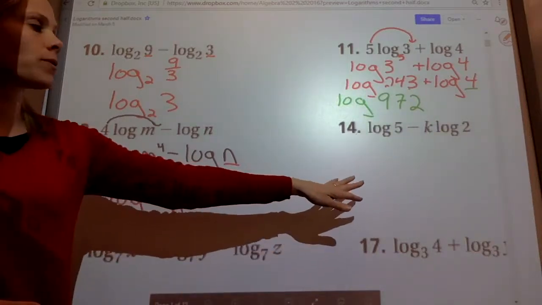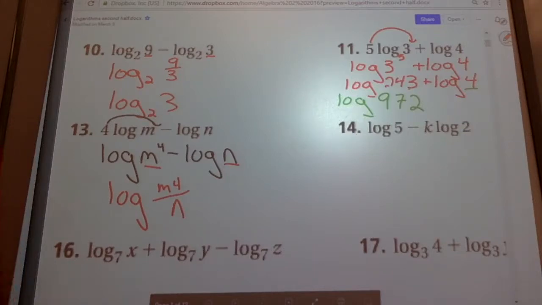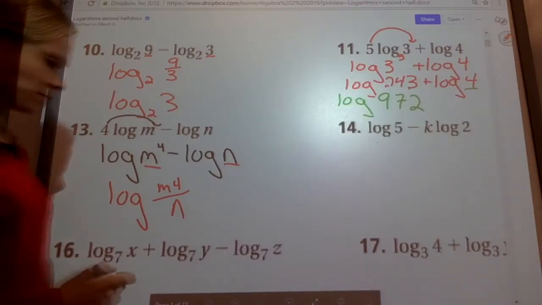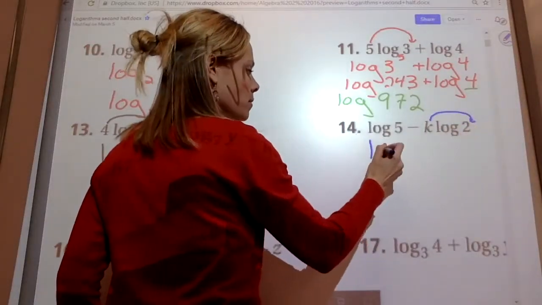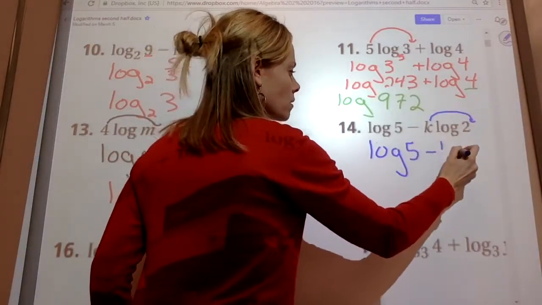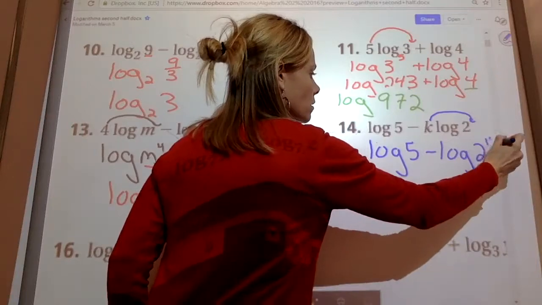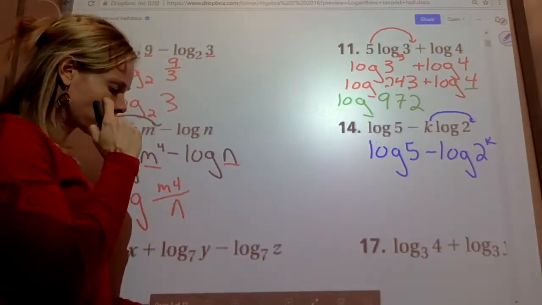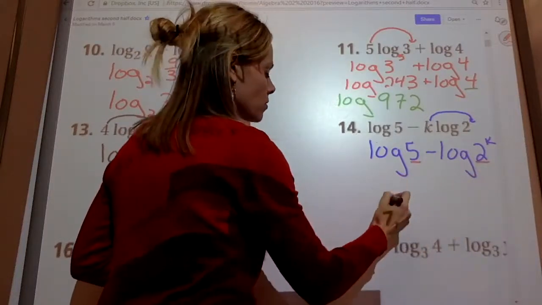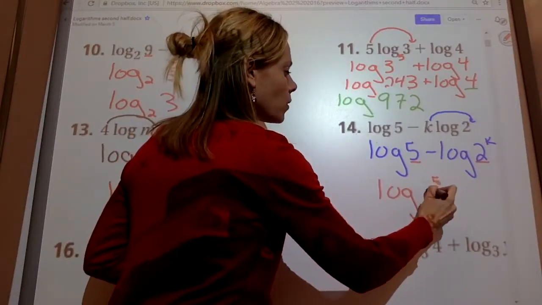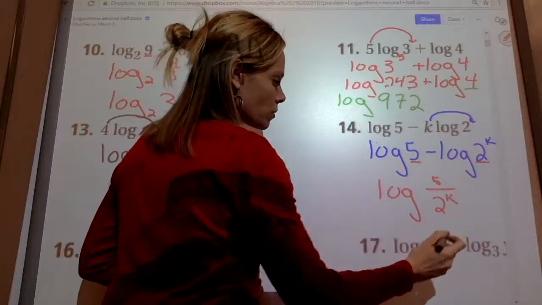What about the next one, 14? I'm subtracting, but what do I have to do first? I have to move that k back as a power. And then I'm subtracting, so that means divide, so log, and I have 5 over 2 to the k.